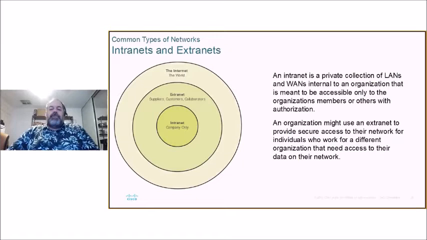Now, an organisation might use an extranet to provide secure access to their network for individuals who work for a different organisation that need access to their data on the network. So this might be a company that you work with closely. Be it you share projects, or maybe you're a supplier and they're a consumer of your product, and so you have an automated ordering system or something along those lines. That's when you would give that company more access than the rest of the world would have. And of course, then the internet is the rest of the world.